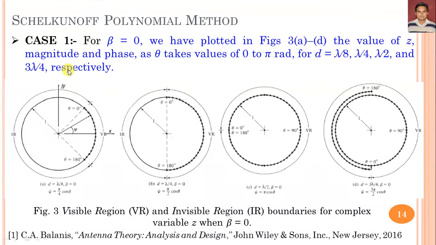Here we have considered two cases. In the first case we have considered beta equal to 0, and we have plotted the visible and invisible region boundaries for the complex variable z when beta is equal to 0. Here you can see in figure 3 a, b, c and d, the magnitude and phase, and the value of theta we have considered is 0 to pi radian, for d equal to lambda by 8, lambda by 4, lambda by 2 and 3 lambda by 4. Then you can see this when we are drawing the visible and invisible region.